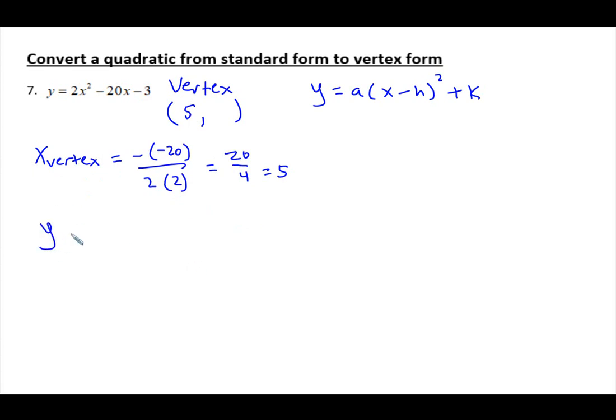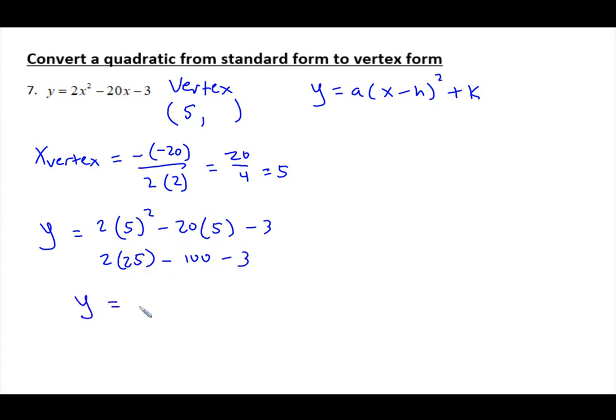To find the y value of the vertex, we just plug it in the problem. And then we work it out. So 2 times 25 minus 100 minus 3. We work all this out, we end up with negative 53.